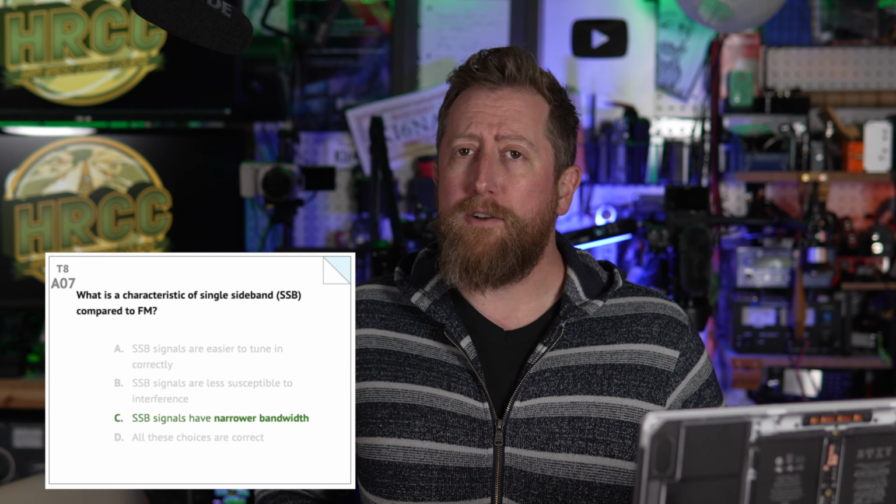Alpha 07. What is a characteristic of single sideband compared to FM? Again, frequency modulation. C, SSB signals have narrower bandwidth. That is true. Alpha 08. What is the appropriate bandwidth of a typical single sideband or SSB voice signal? The answer is B, 3 kilohertz. That's the transmit bandwidth size.